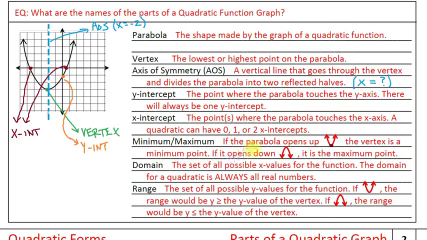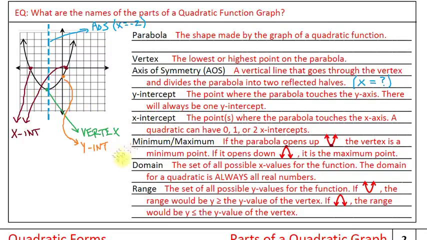If the parabola opens down this direction, then you see the vertex is the highest point or the largest y value. In this case, you should see the parabola faces up. That means the vertex is a minimum point.